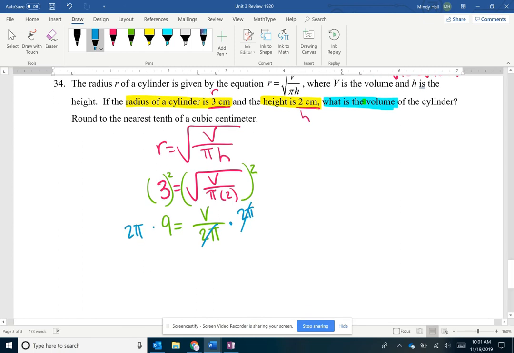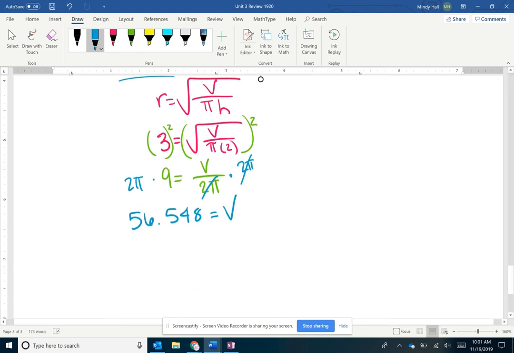And if you notice, we said round to the nearest tenth of a centimeter. And so you pull out the handy dandy calculator and make sure you use your pi button. So we're going to do 2 times 9 times pi, which gives us 56.548 for volume. And so just a quick rounding review.